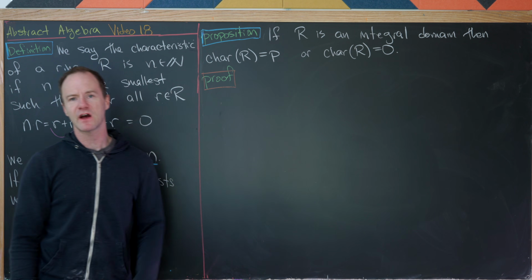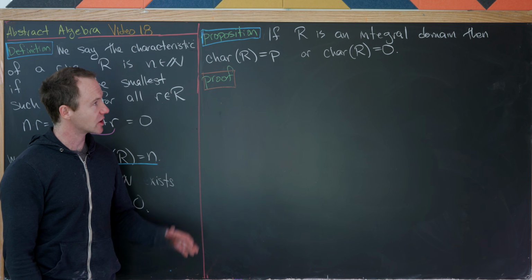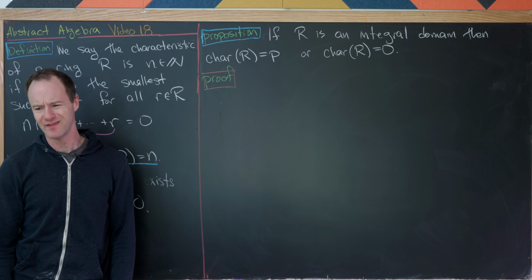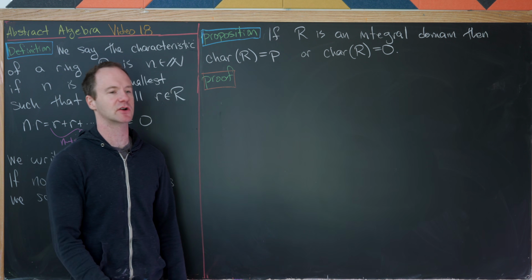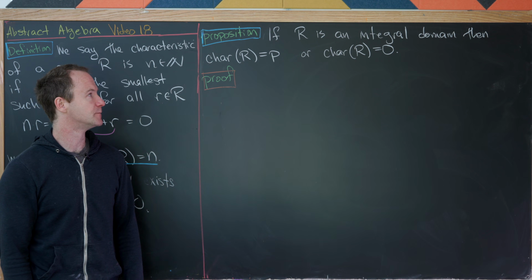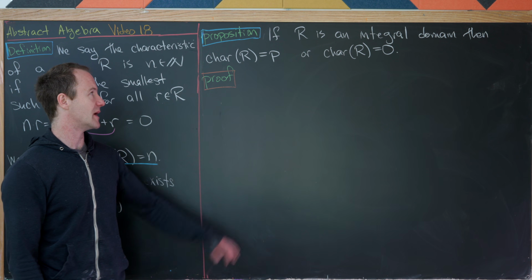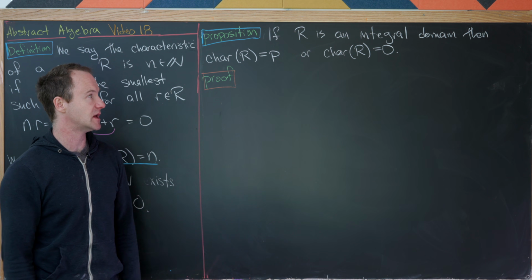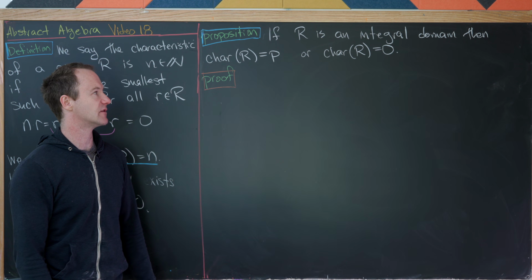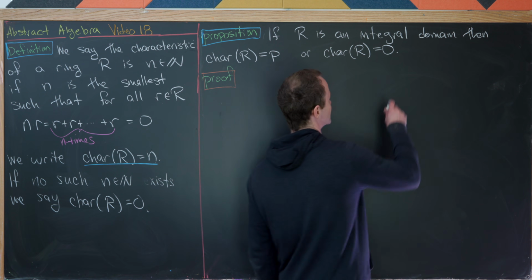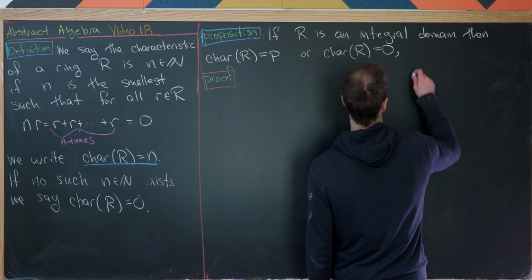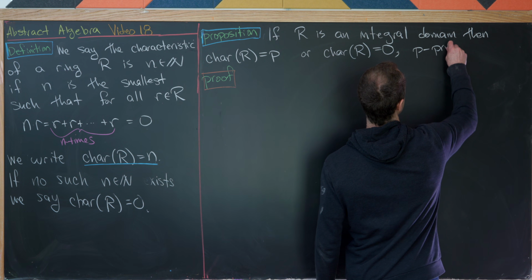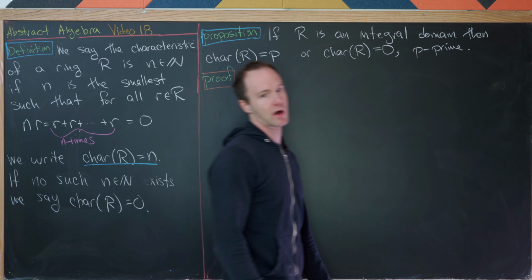Okay, let's go on. Now we've got an important result regarding the characteristic of an integral domain, and thus this spills over to the characteristic of a field as well. So if R is an integral domain, then the characteristic of R is p, or the characteristic of R is 0. And I guess I should point out here that this is kind of understood, but p is taken to be some sort of prime.